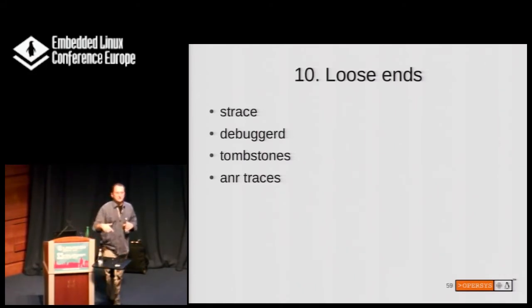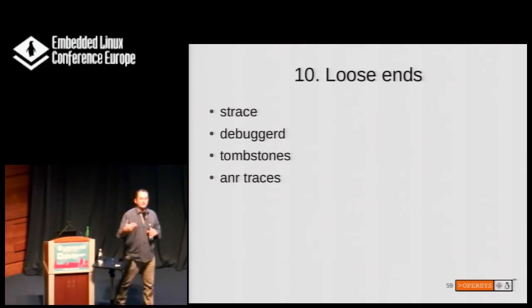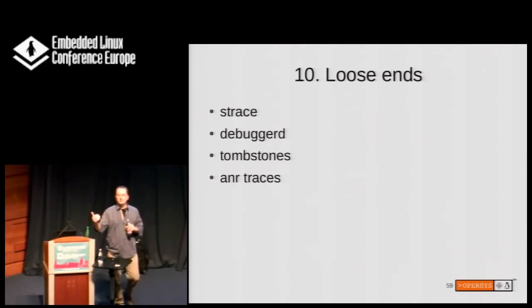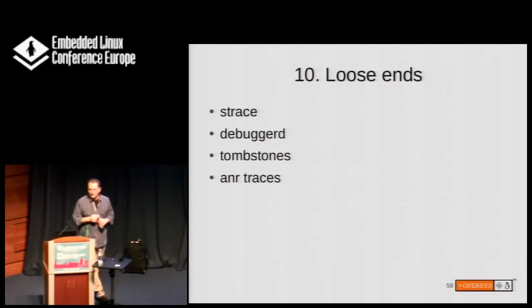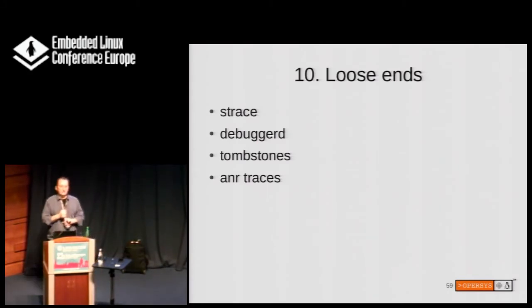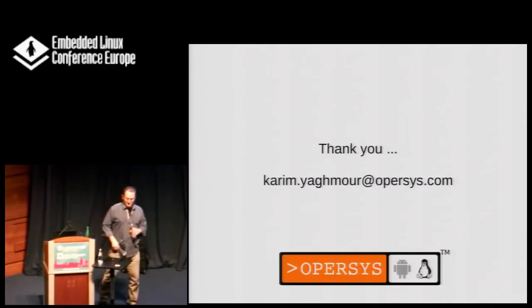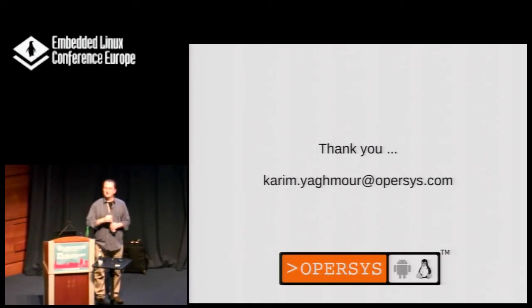So that's not bad. There's something called tombstones. If you have a binary that crashes, it doesn't really do a core dump, but it creates a file in data tombstones that does a backtrace, so that can be useful. The same thing with ANR traces, application not responding. If you've got any applications with too long latency, it will dump an ANR trace to allow you to check that out.